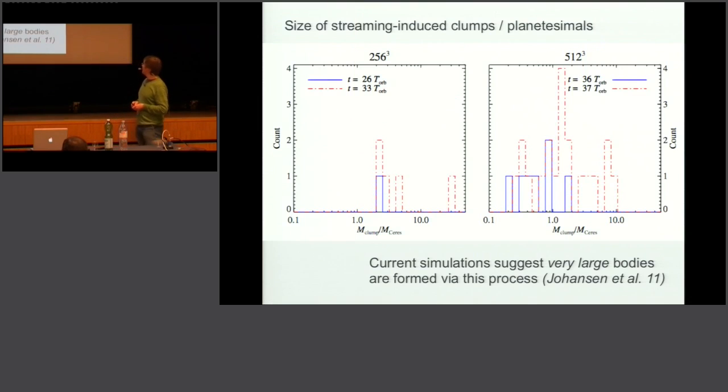Okay, so here's then some earlier work by Anders Johansson and collaborators, just discussing how large the clumps you would expect to form through this process are. And the only point here is that these current simulations, at least, suggest that you form very large bodies in this way. So typically objects perhaps the size of Ceres, which is the largest asteroid in the asteroid belt. So this is potentially a way of forming 100-kilometer-sized objects fairly directly out of things that are initially only centimeters in size.